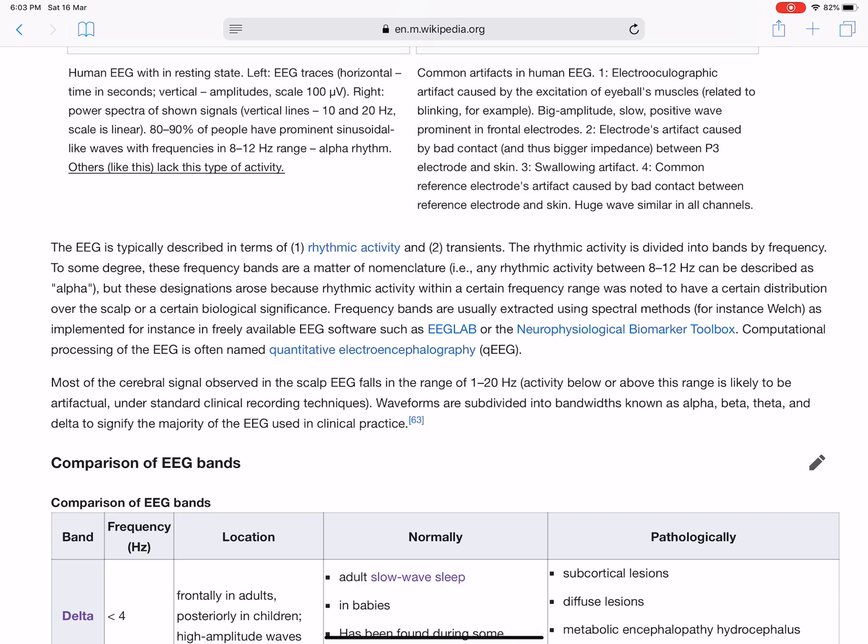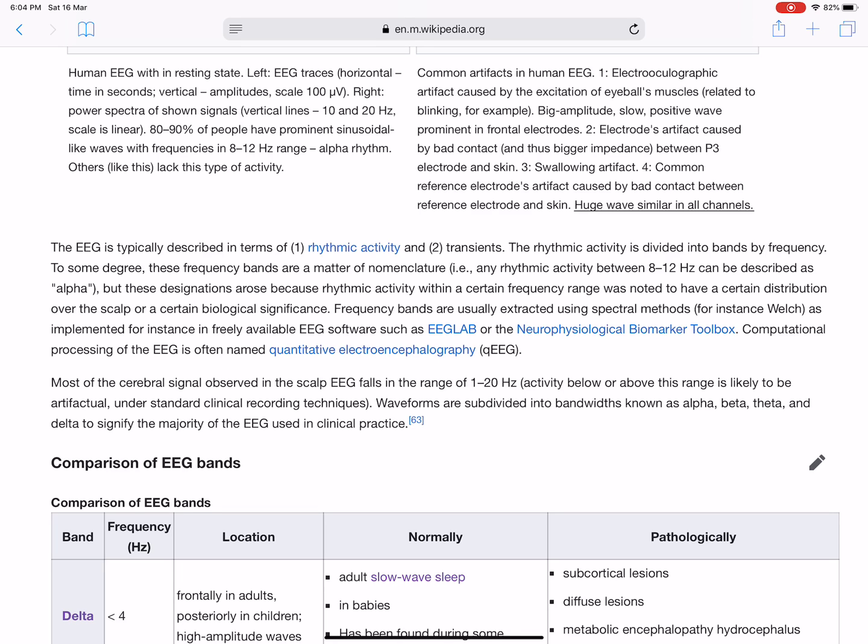Common artifacts in human EEG. Electroencephalographic artifact caused by the excitation of eyeball muscles, related to blinking, for example. Big amplitude, slow, positive wave prominent in frontal electrodes. Electrode artifact caused by bad contact, and thus bigger impedance between the P3 electrode and skin. Swallowing artifact. Common reference electrode artifact caused by bad contact between the reference electrode and skin. Huge waves similar in all channels.